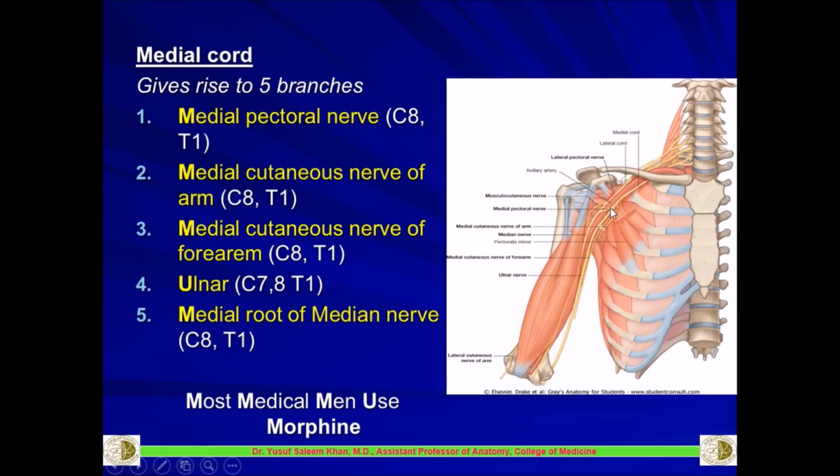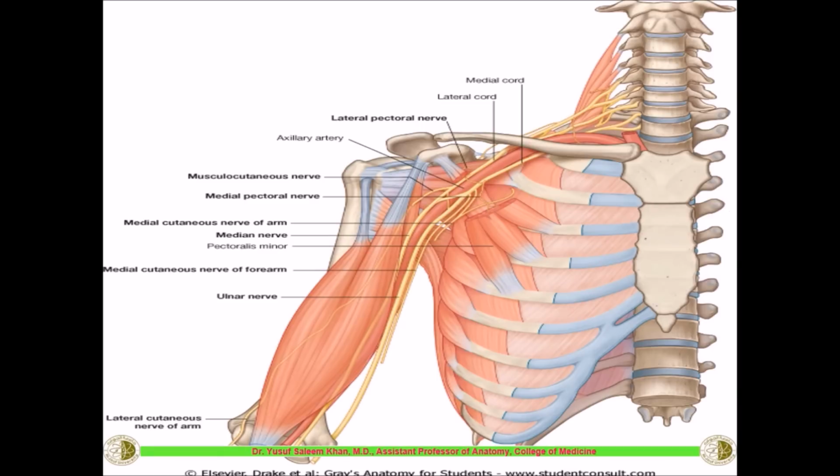Then we have already seen the medial root of the median nerve. So these are the 5 branches. One is the medial pectoral nerve, which is supplying the pectoral region. Then we have the medial cutaneous nerve of arm, medial cutaneous nerve of forearm. Then we have the ulnar nerve, and the fifth is the medial root of the median nerve. So here the root values have been shown. These are the 5 branches which stand for MMMUM. How can you remember this? Just remember this mnemonic: most medical men use morphine.